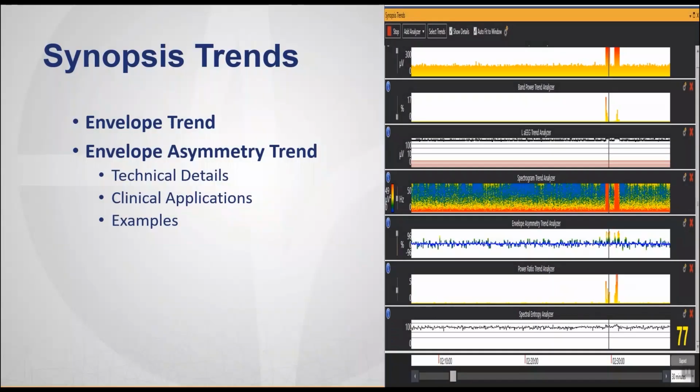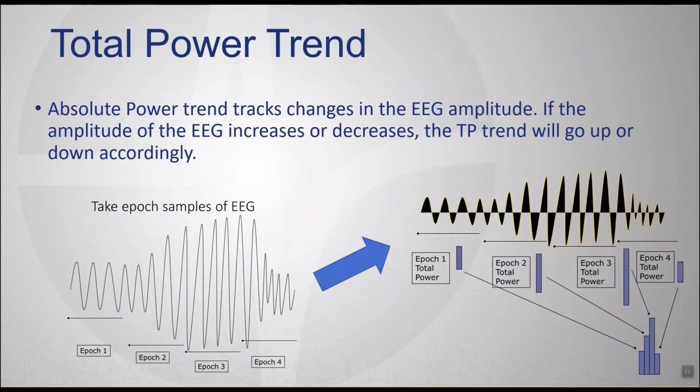Now, the envelope trend and the envelope asymmetry trend are some other interesting synopsis trends. We will talk about the technical details, the clinical applications, and we'll go through an example. Now, I'm going to start with the total power trend, which we don't typically use, but it's a good example of how the data is managed.